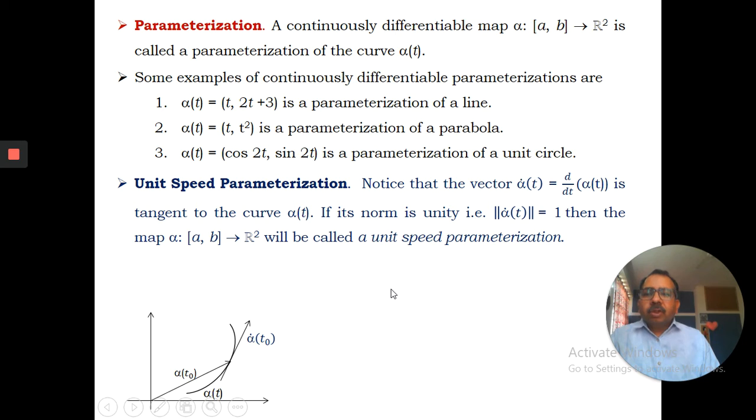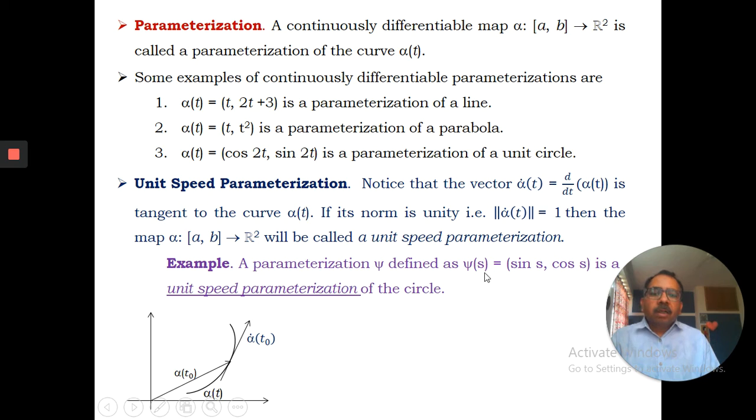Next is unit speed parameterization. Notice that the vector alpha dot(t) is the derivative of this parameterization. So this is the derivative vector, and the derivative vector is tangent to the curve alpha(t). And if the length of this tangent is always 1, then the map is called a unit speed parameterization.